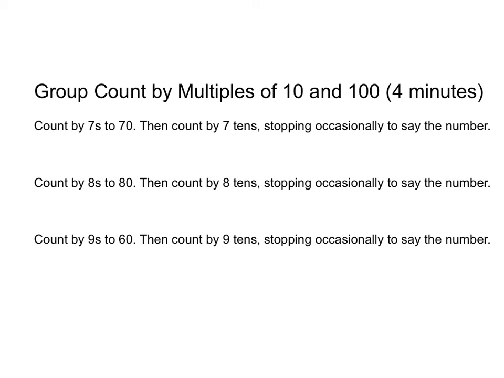the number is in standard form. Starting with 7 tens, 14 tens, 21 tens, which is how much? 210. 28 tens, 35 tens, 42 tens. Again, how much is that? 420. 49 tens, 56 tens, 63 tens, and 70 tens, which is 700.